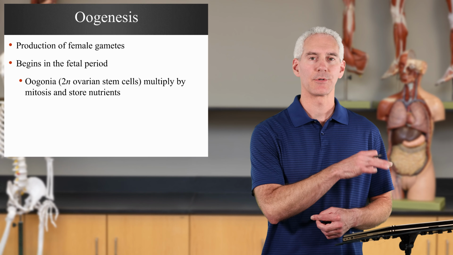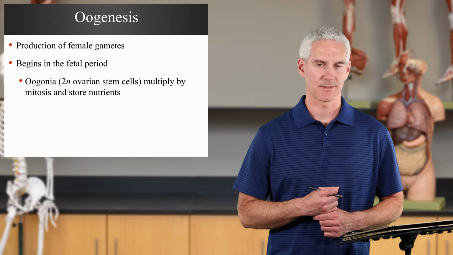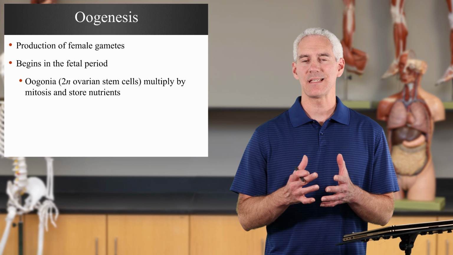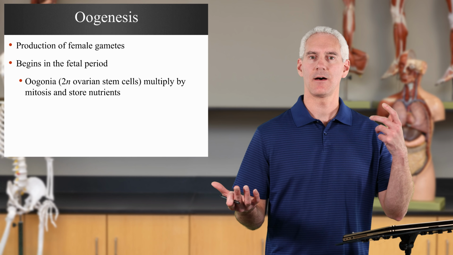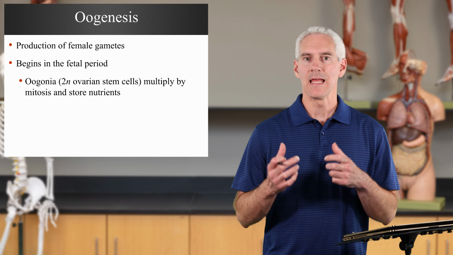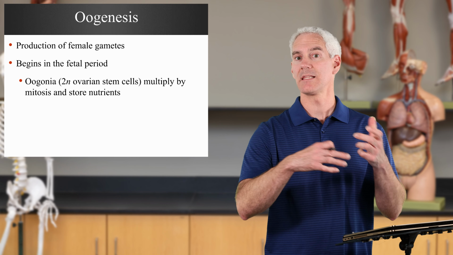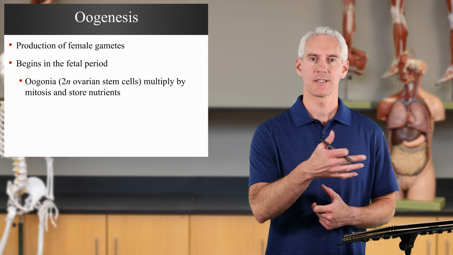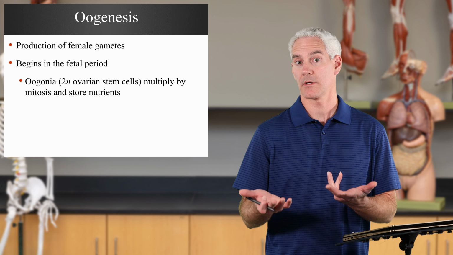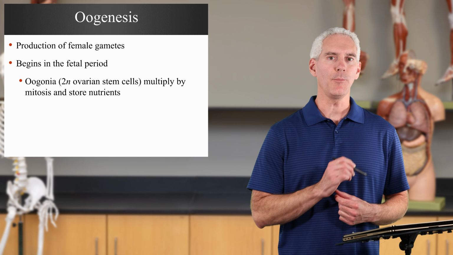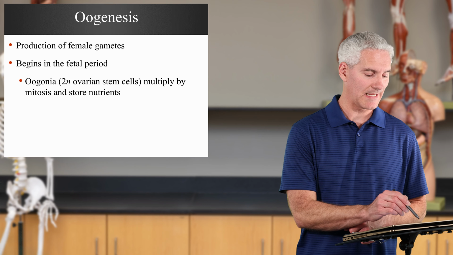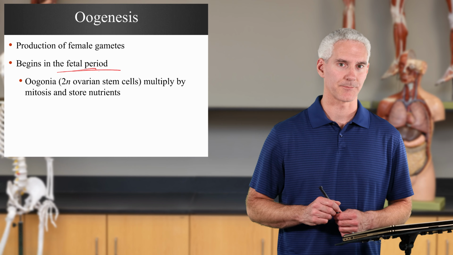Oogenesis is going to be the production of female gametes, which basically means this is the opposite aspect of spermatogenesis. In the male system, spermatogenesis produces sperm. In the female system, oogenesis produces oocytes or eggs. Now, this all begins, very interestingly though, in the fetal period.